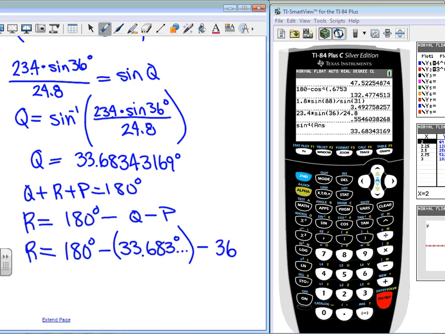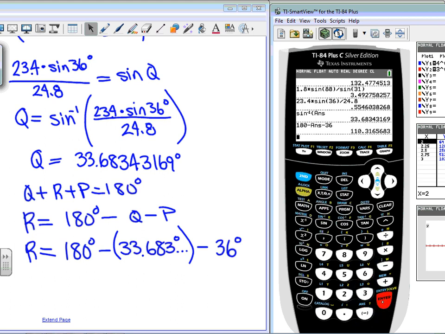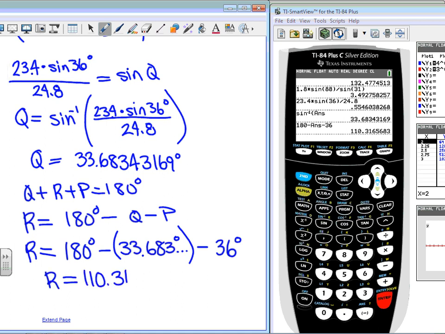So now I can take 180, subtract the answer that I just got, so second answer, and then I'll also subtract the 36. And I get that angle R is equal to 110.3165 degrees. I believe it said nearest degree, so we're going to say 110 degrees. Now, this is tricky when we talk about doing the sine law, because sometimes you have to solve for things indirectly using the sum of the angles is 180 and things like that.